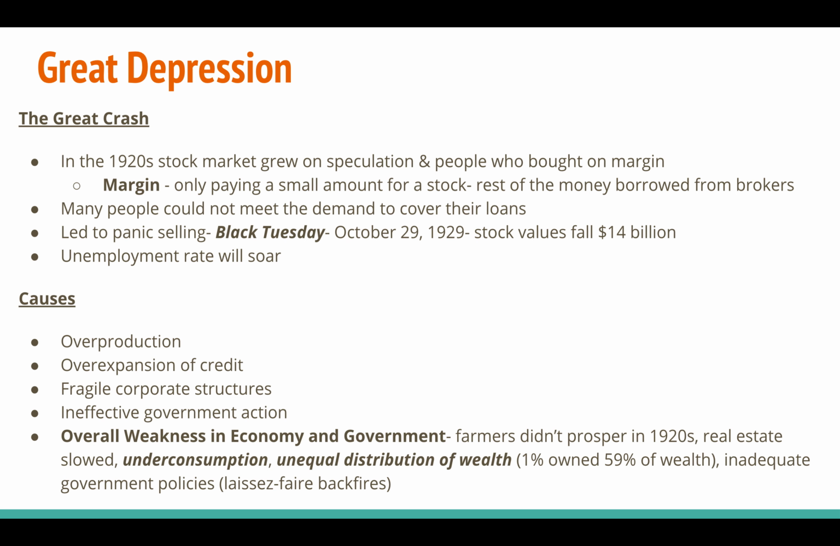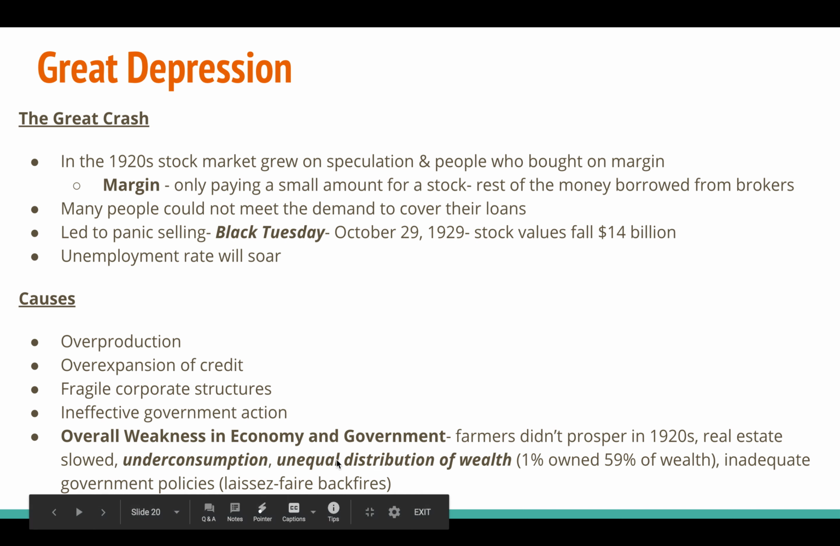Overexpansion of credit. This happens sometimes in our nation's history. It happened a few times after the Great Depression. But you give people credit. You give people mortgages for houses they can't afford, or you give people loans for stocks that they can't eventually pay off. Banks want to lend because banks make interest. Fragile corporate structures. The government's laissez-faire economy did not help with the problems that are going to lead to the Great Depression. You have farmers, like I said before, that are not making much money. You have underconsumption, which means people aren't buying. But the big thing, still to this day, is this issue: unequal distribution of wealth.